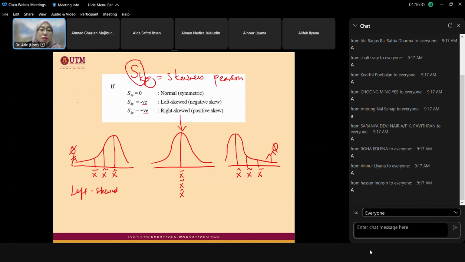So now we say distribution, or taburan. If we use the SKP formula and we get a negative number, we can say the distribution is left skewed, right? It has left skewness. And if the SKP is a positive number, the distribution looks like this, and it is right skewed, right?